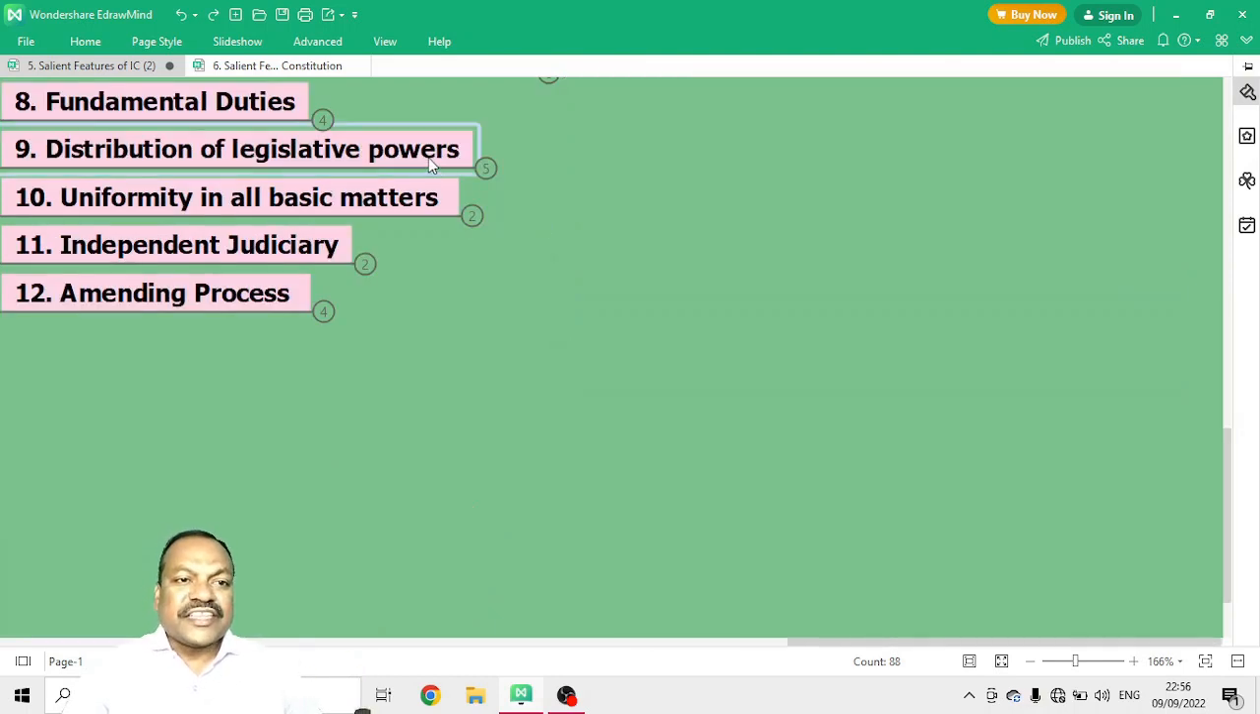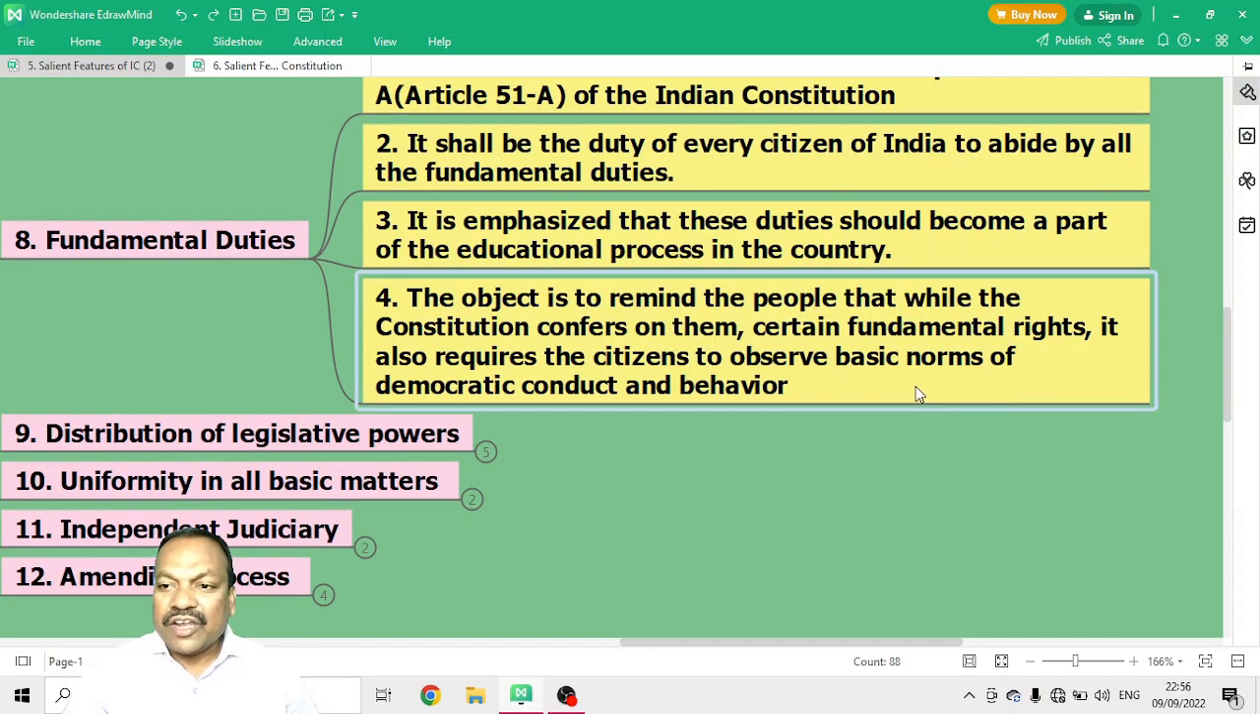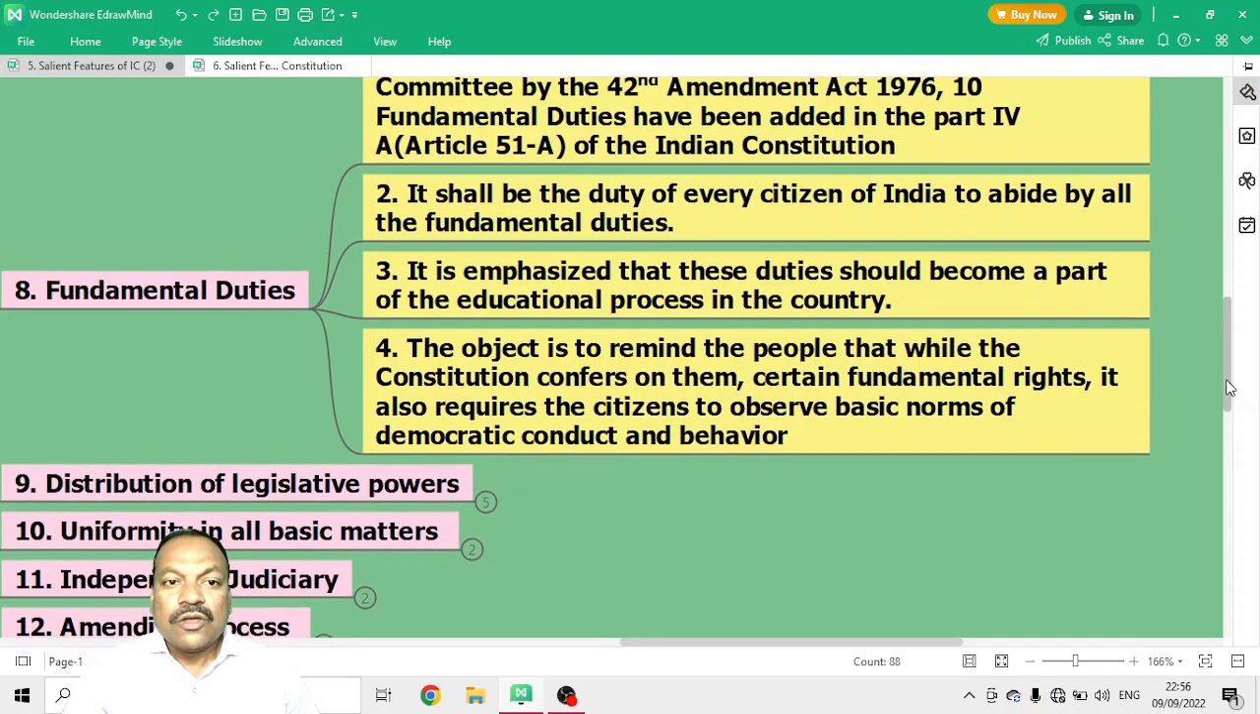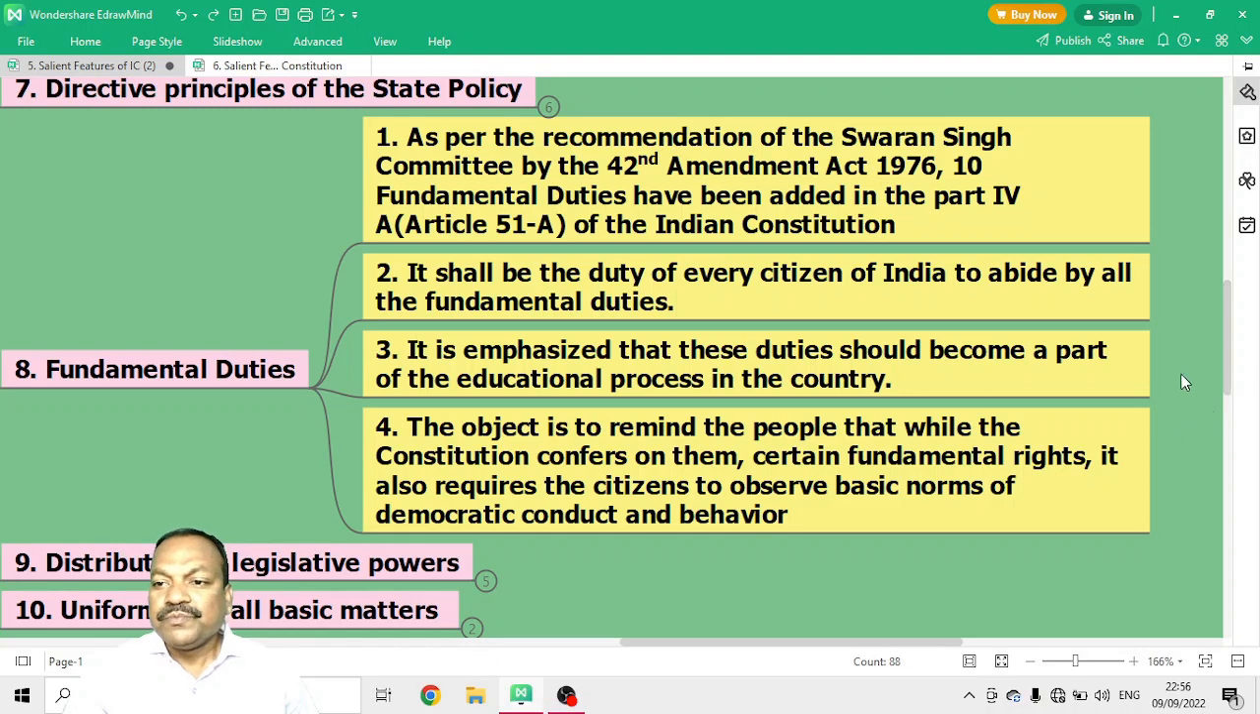Now, our next characteristic is fundamental duties. These duties were added to the Indian Constitution by the 42nd Amendment Act 1976. It was as per the recommendations of the Swaran Singh Committee.